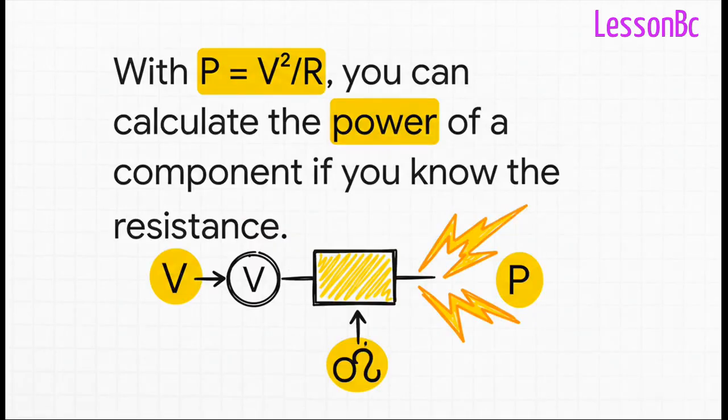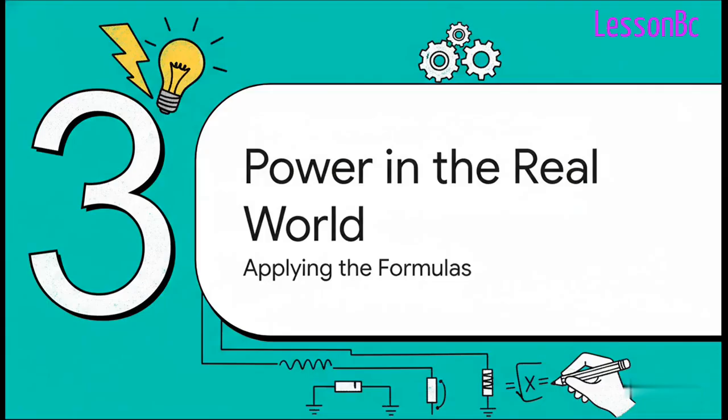And on the flip side, if you know the voltage and the resistance, this is the one you'll grab. I mean, think about how amazing this is. You can figure out the power of any part of a circuit without even needing to measure the current that's flowing through it. So that's enough theory for now. Let's make this all a bit more tangible. Let's look at some real-world examples and see these formulas actually do some work.